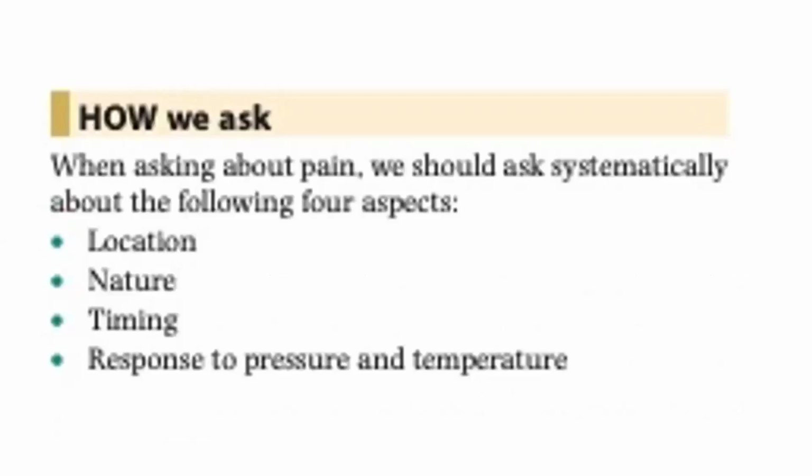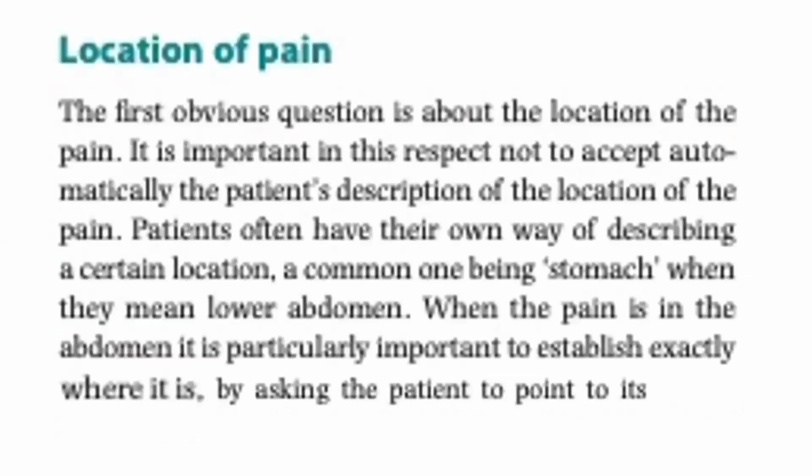How we ask. When we ask about pain, we should ask systematically about the following four aspects: location, nature, timing, response to pressure, and temperature. Location of pain. The first obvious question is about the location of pain.